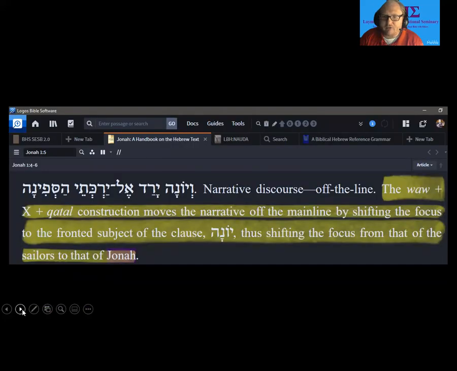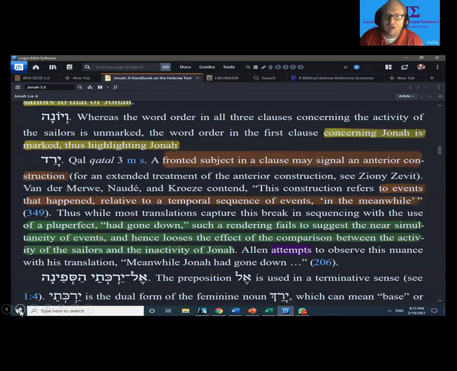Okay, so narrative discourse. The vav plus subject moves the narrative mainline by shifting the focus to the fronted subject of the clause, thus shifting the focus from that of the sailors to that of Jonah. Right. All right. So it's talking about Jonah being marked right here. This is where it used the word anterior construction, and it mentions this grammar right here. But one thing it mentions is that I know we talk about the pluperfect aspect, how it could be translated, but as this is pointing out, that fails to render the possibility that this is simultaneous action.